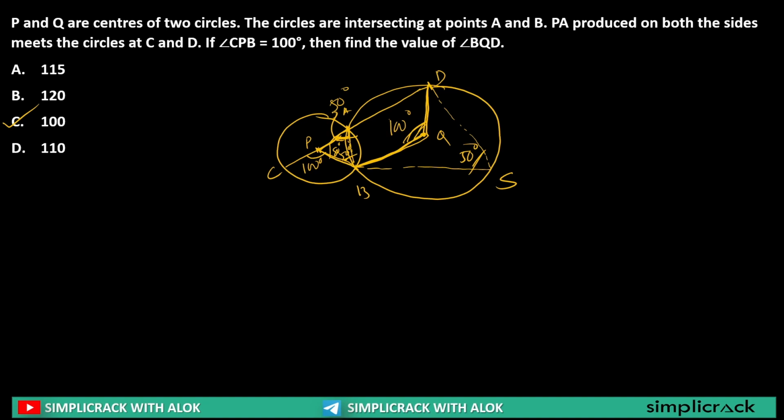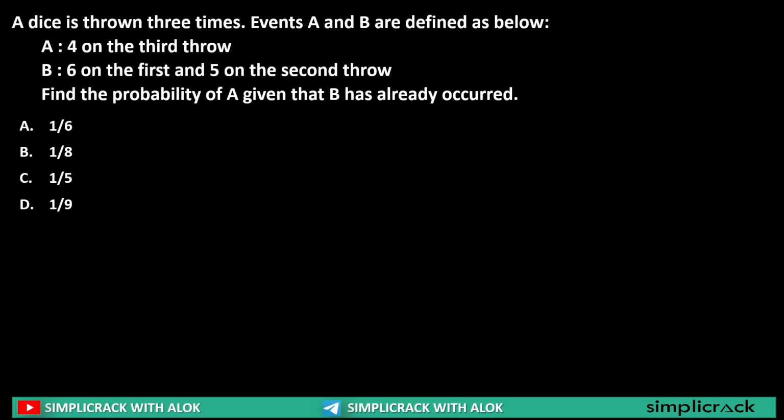Okay, this was quite easy. Now a dice is thrown 3 times. Events are A and B, defined as below. See what I'm giving you. I'm giving you statement based questions, so that you should not be worried or panic whenever statement based questions come in your examination.